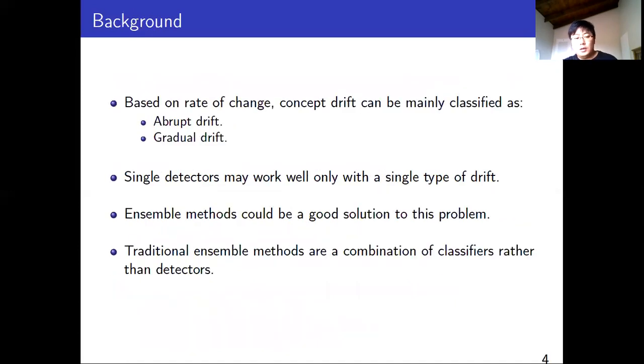Based on different classification criteria, concept drift can be classified very differently. Here we only focus on two different types of drifts, abrupt drift and gradual drift. This classification is based on rate of change. Most of the existing drift detectors are single detectors. The problem with this type of detector is that they may work well only with a single type of drift. In other words, when there are different types of drifts in a data stream, these single detectors may perform very badly.